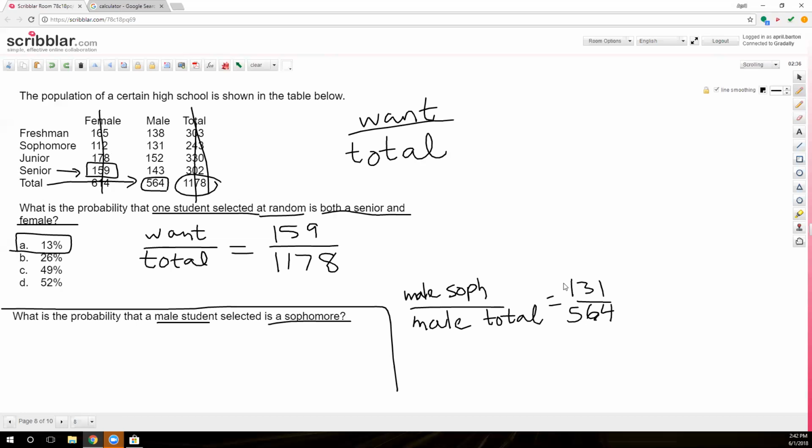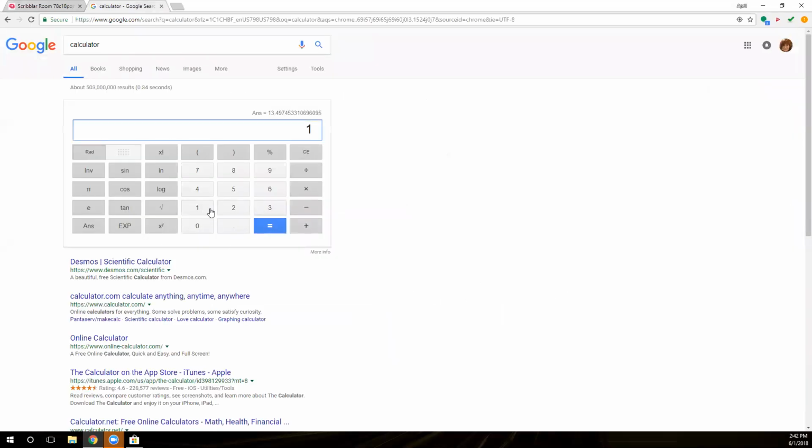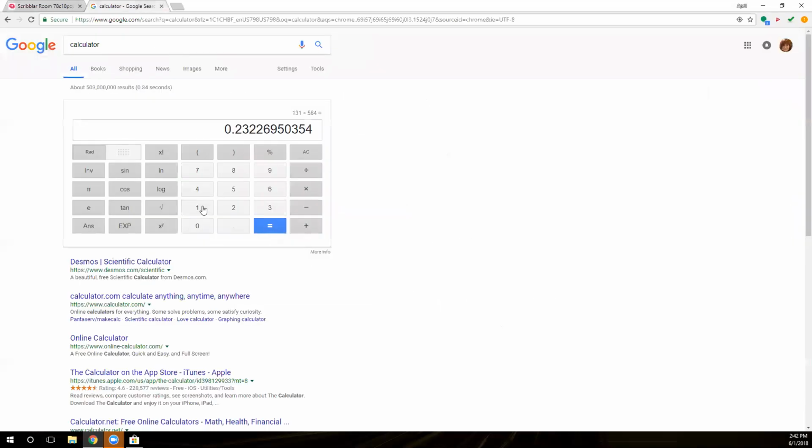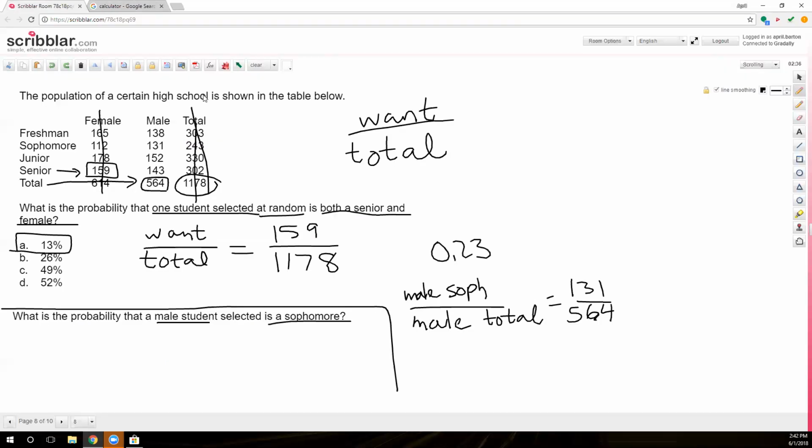So finding the final answer, we do the 131 divided by 564, which is 23, or 0.23. And then we could times it by 100 to get the percentage of 23%. Good.